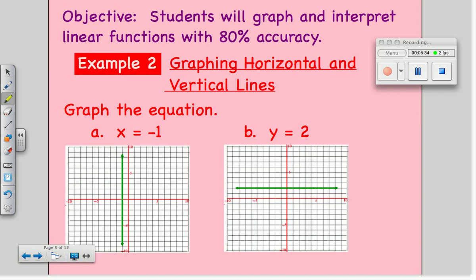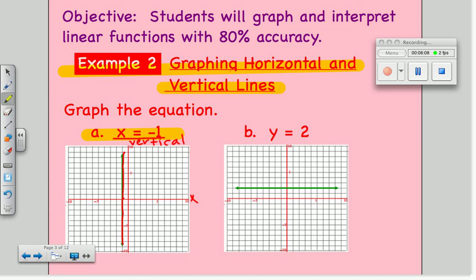Example 2, graphing horizontal and vertical lines. Let's see what we get, how we do that. Make sure you draw this, please. So, x equals -1. That means I go on the x-axis. So remember, here's our x-axis. I go on the x-axis to -1, which is here. And I draw a line all along -1. So there's my line all along -1. So when you're graphing for x, you're going to get a vertical line.